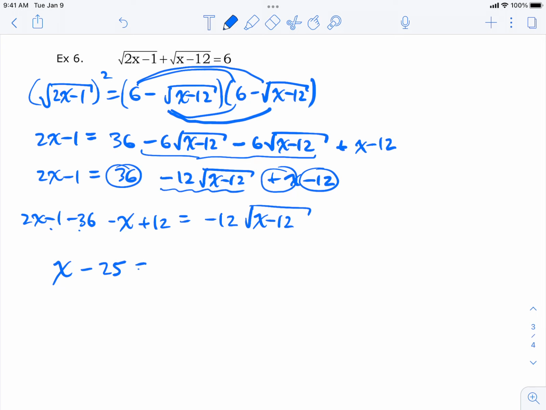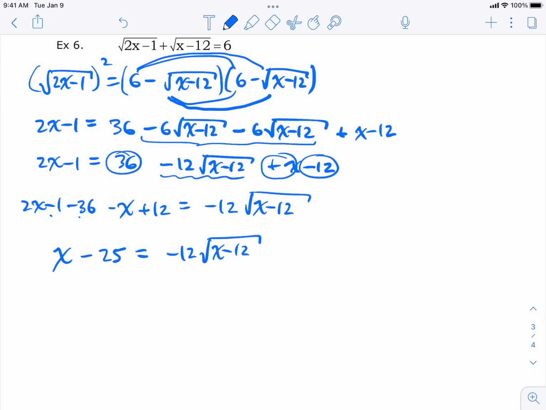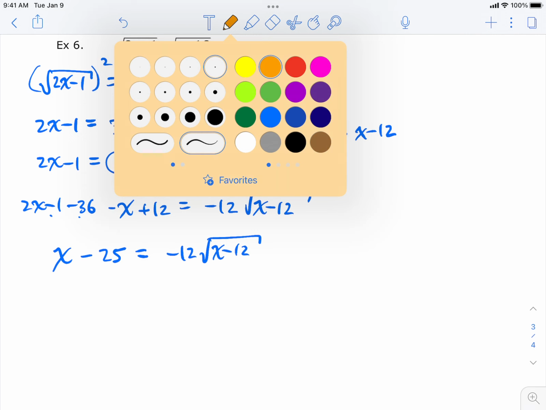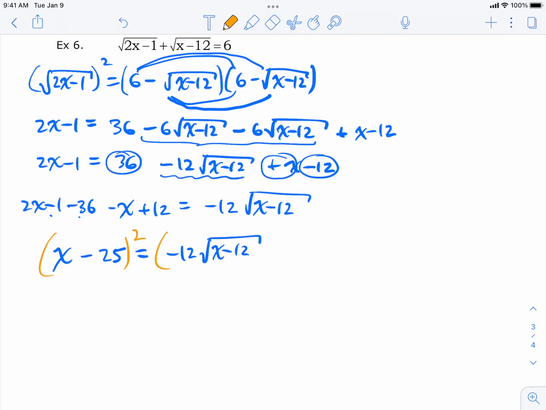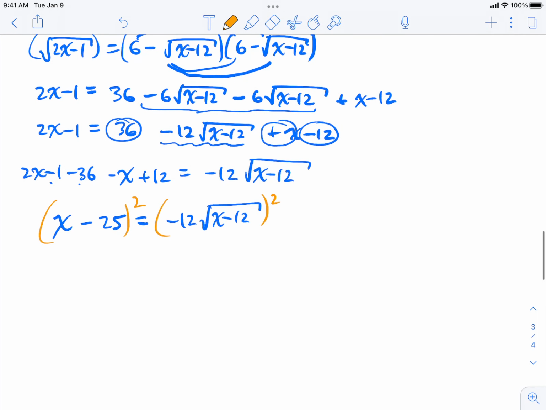Wow. And on the right side, I've got a negative 12 root x minus 12. Well, this one's a little more intense than I was expecting. But it can be done. This is the part where we say I've got my radical isolated. Let's square both sides. The left side, you FOIL it out carefully. You've got x squared minus 25x minus 25x, and then 25 times 25 is 625. On the right side, when you square the negative 12, you get a positive 144. And when you square, the square root goes away.